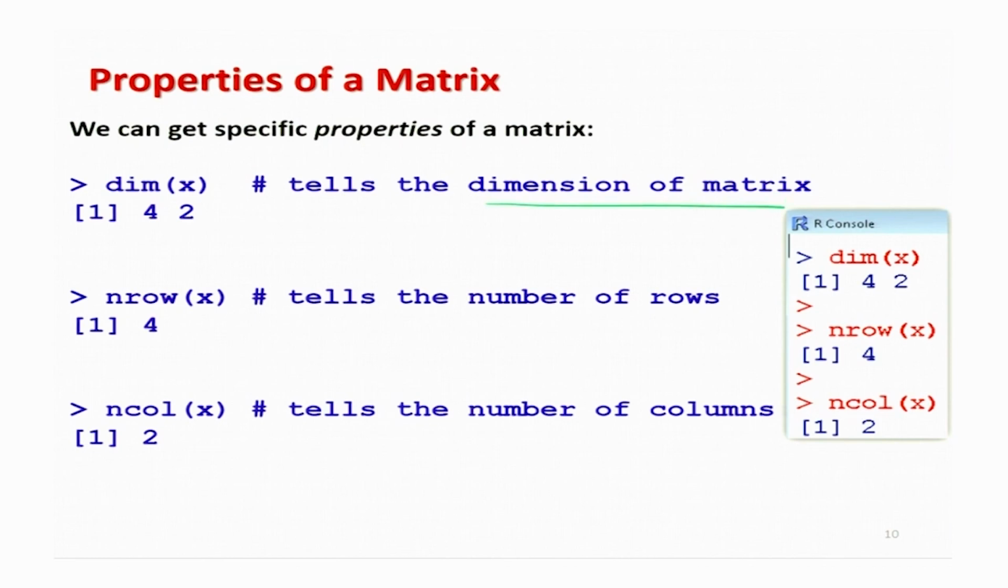In order to know the dimension of the matrix, we have the command dim, and within the parentheses, if you write the name of the matrix, it will give you the information like this: 4 comma 2.